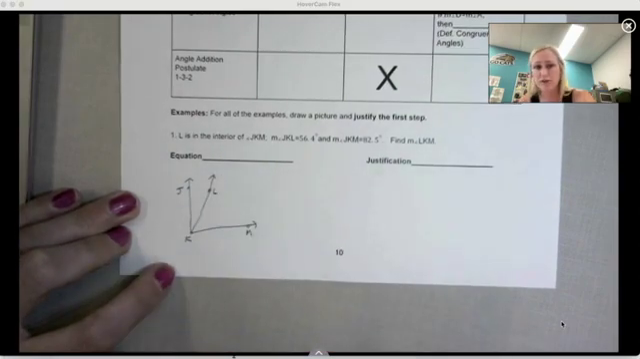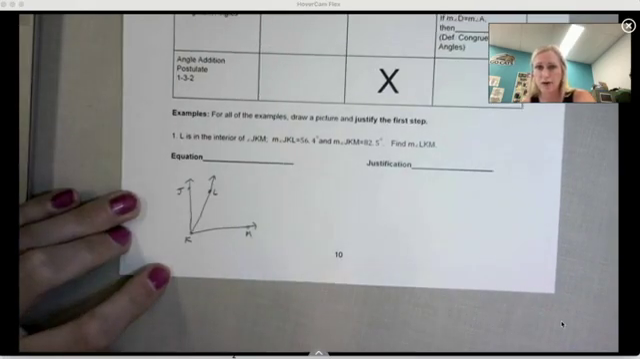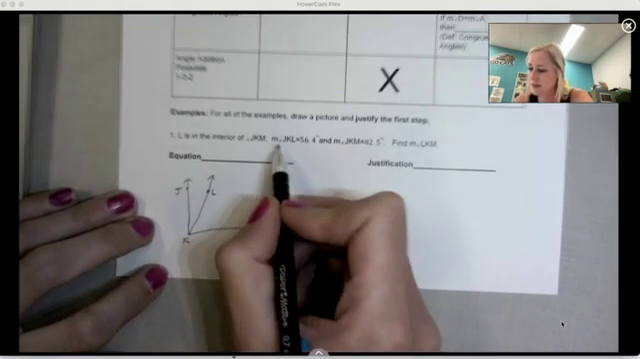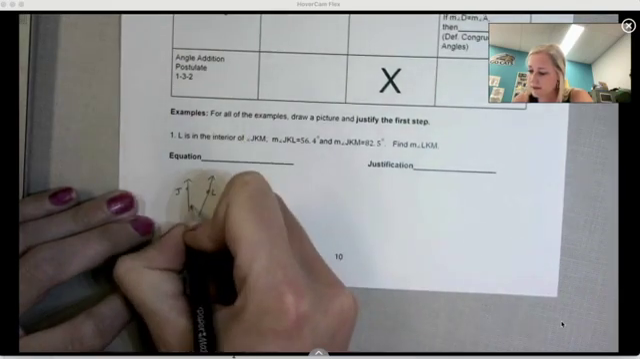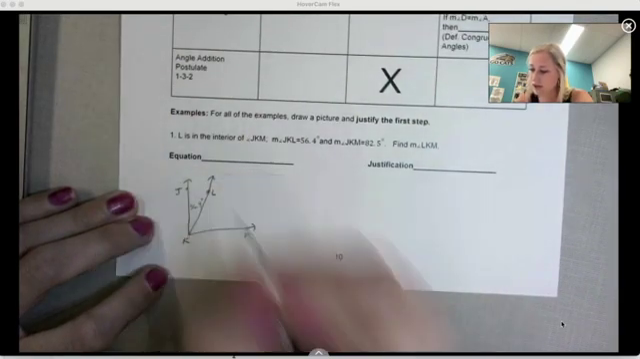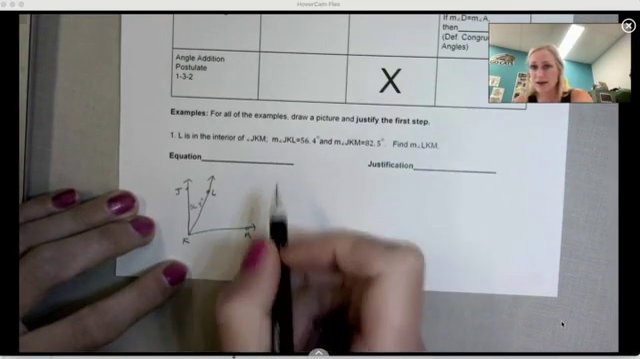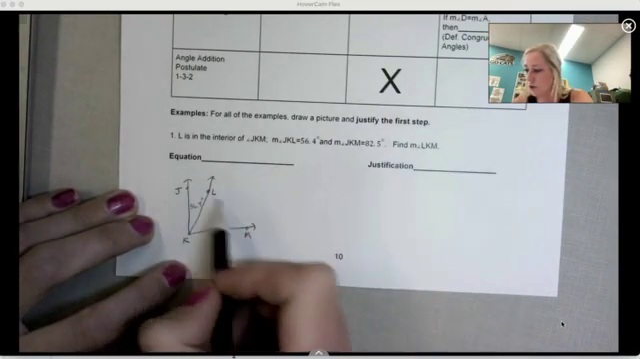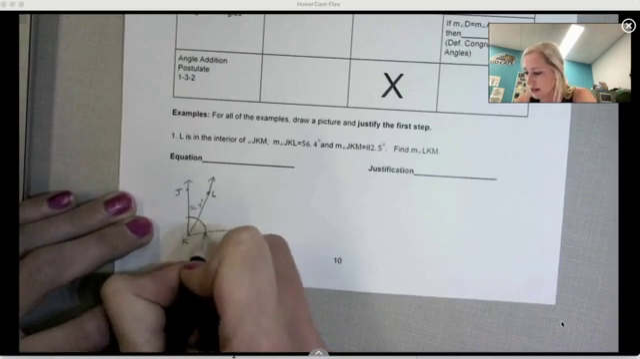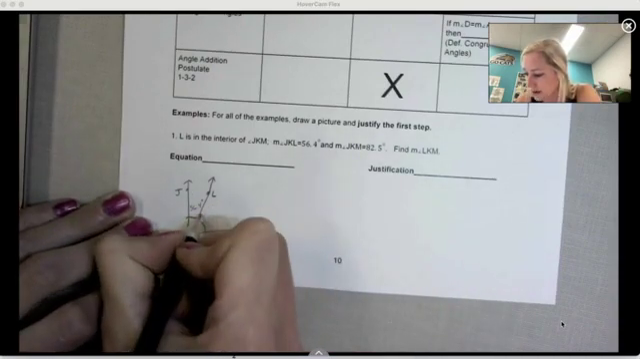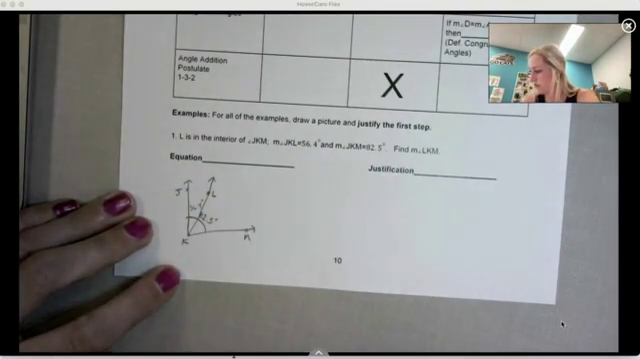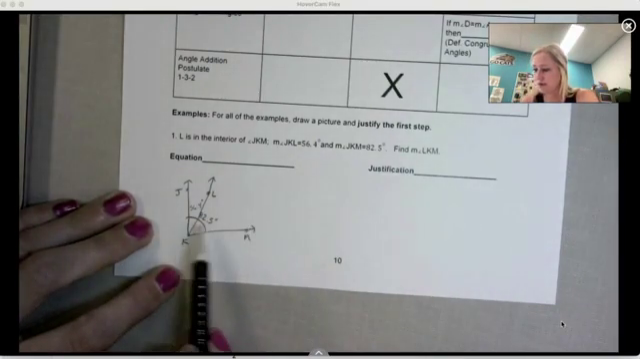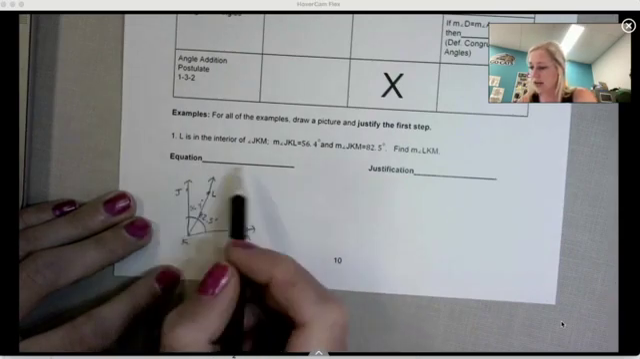I know it just says point L. I like to draw the ray through it so that I can easily see there's 2 smaller angles there that add up to the whole angle. Okay, so they're telling me the measure of angle JKL, so the smaller one, is 56.4 degrees. And the measure of JKM, so the whole thing, is 82.5. Maybe my picture isn't to scale, but that's okay.